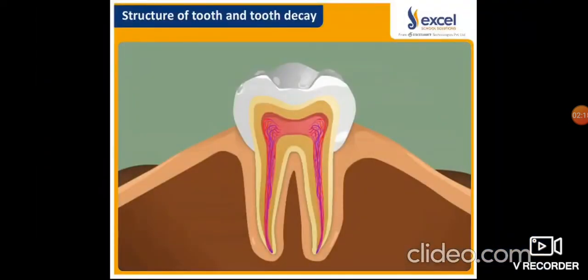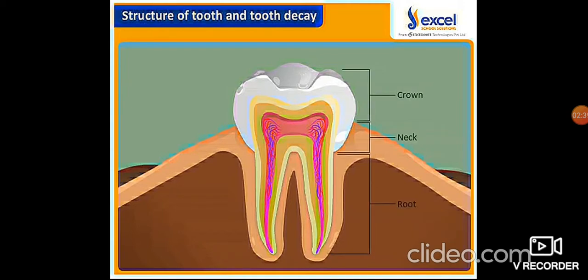Now let's study the structure of a tooth and tooth decay. In the structure, there are different parts of the tooth. First of all, you can see the hard, white outer layer which is visible to us; it is the crown. Then the part which is attached to the gum, we call it the neck, and the last one which is inside the gum, we call it the root.